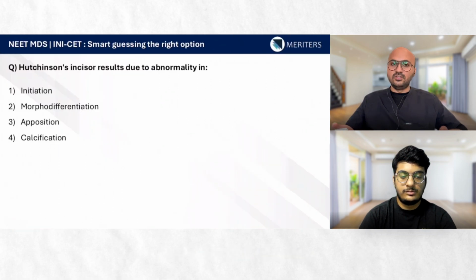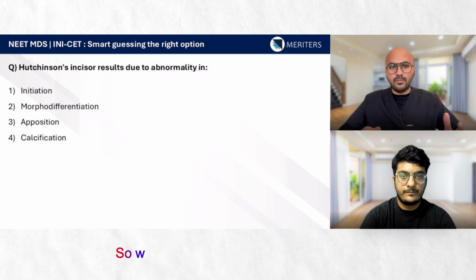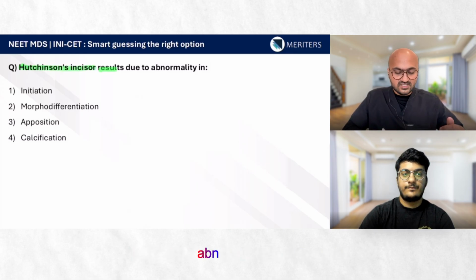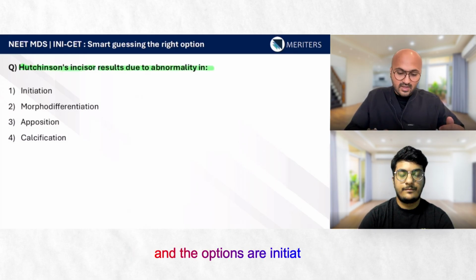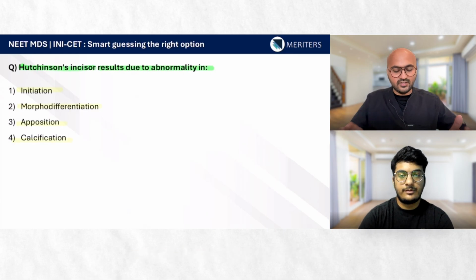Right. And the last question here is more of a factual one, but somewhere you can apply a little knowledge. We've used this question here because people get confused between the stages of tooth development. Hutchinson's incisors result due to abnormality in: initiation, morphodifferentiation, apposition, and calcification. Okay, now how do we tackle this?